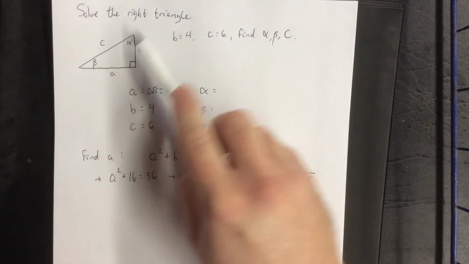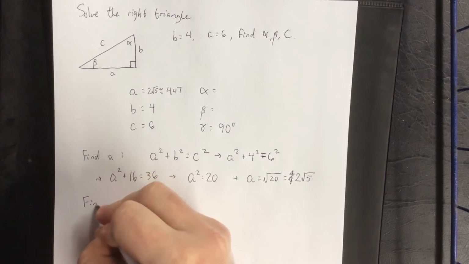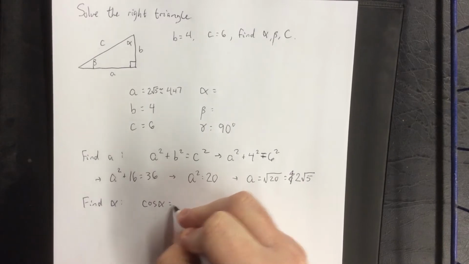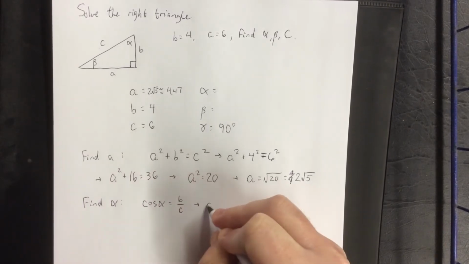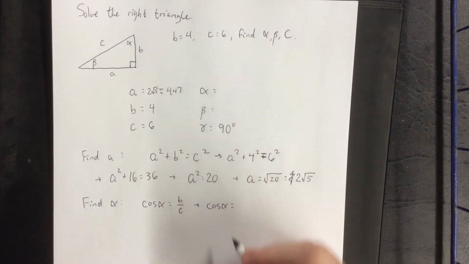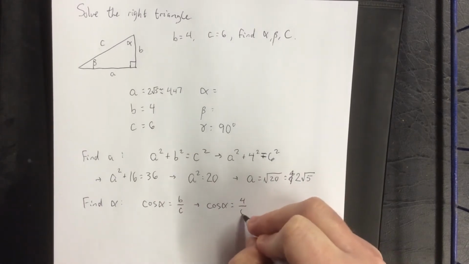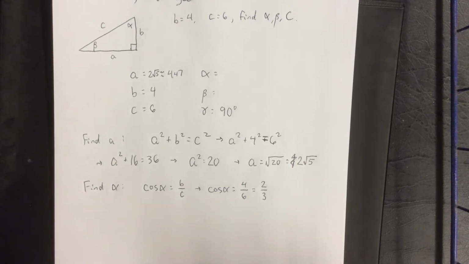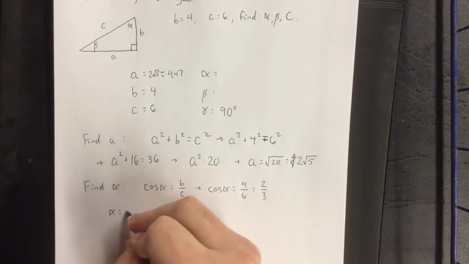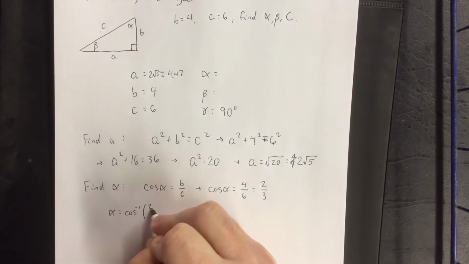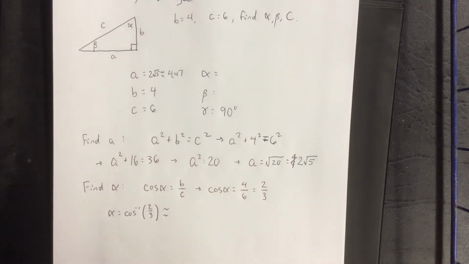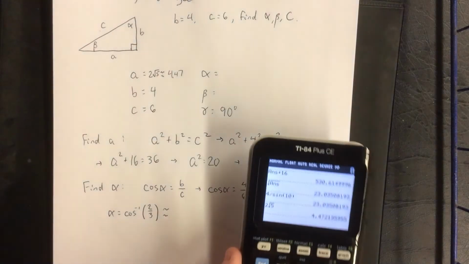Because we have adjacent and hypotenuse, if I'm interested in finding alpha, I could point out that the cosine of alpha is equal to B over C. Or rather, the cosine of alpha is equal to 4 over 6. Reducing that, we get 2/3. To finish solving for alpha, we take an inverse cosine of both sides. Now that, again, would be our exact answer. This does seem like a situation where we would want an approximate answer as well.